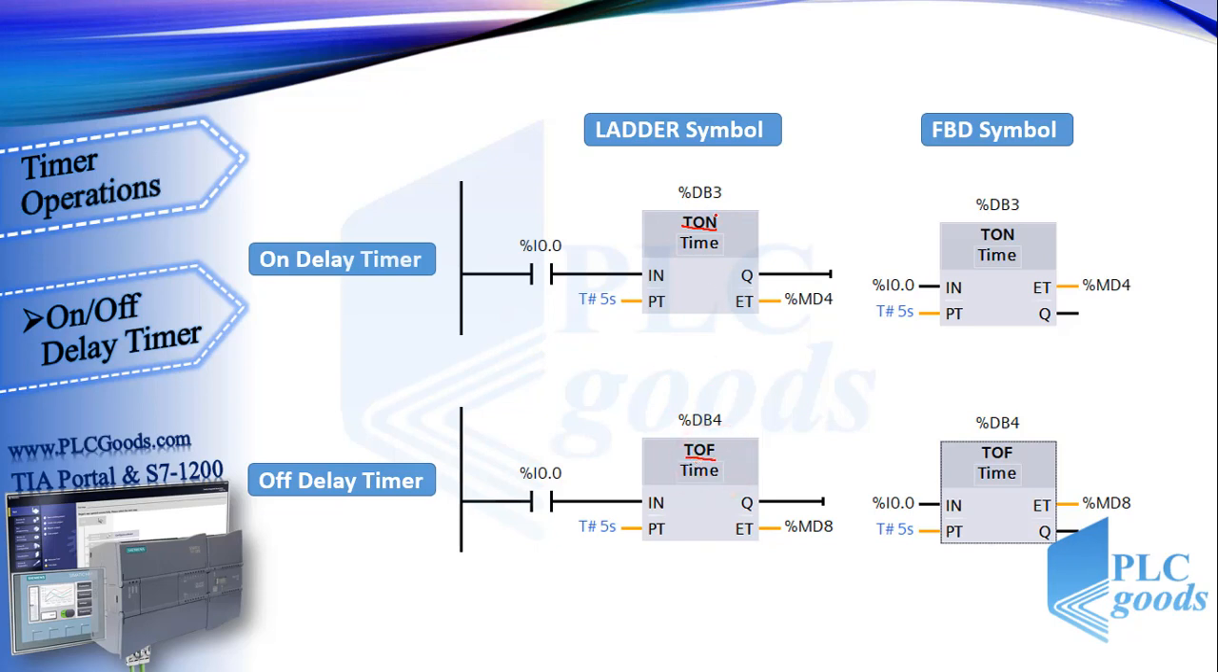As you know, each timer needs a data block to work correctly. Each timer has two outputs, but their sequence in ladder and FBD is different. If we need to store and use the elapsed time, we must use a 32-bit address such as MD4. MD4 refers to PLC memory which includes byte 4 to byte 7. For another timer, we can use byte 8 to byte 11 of PLC memory, with the MD8 address.